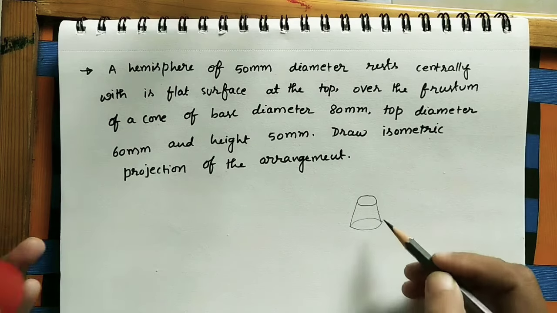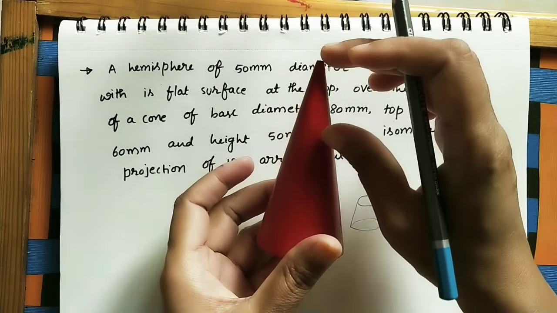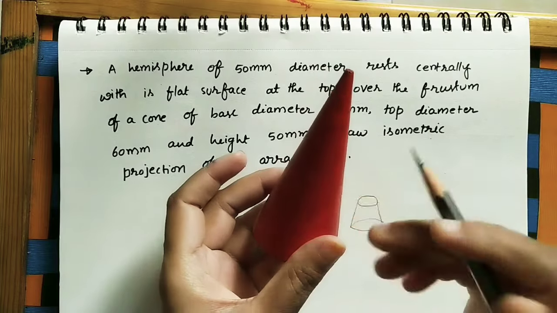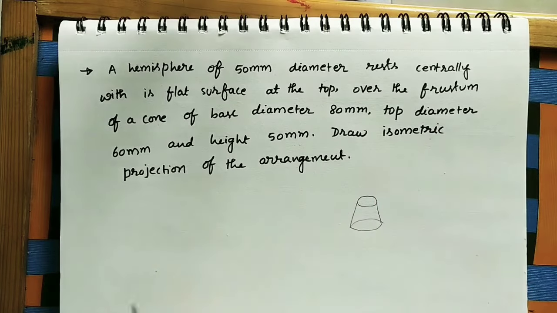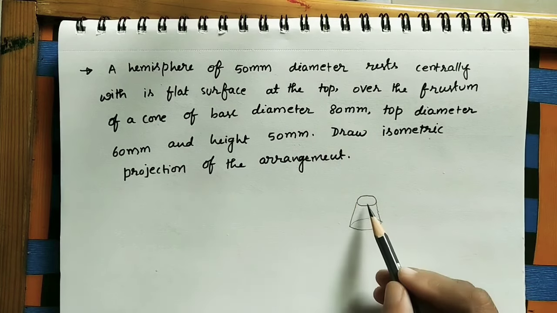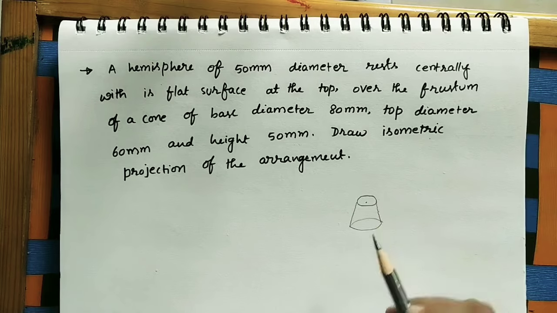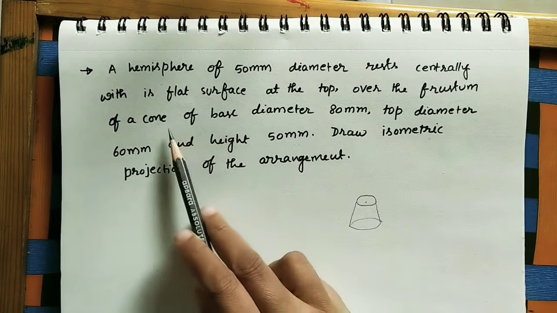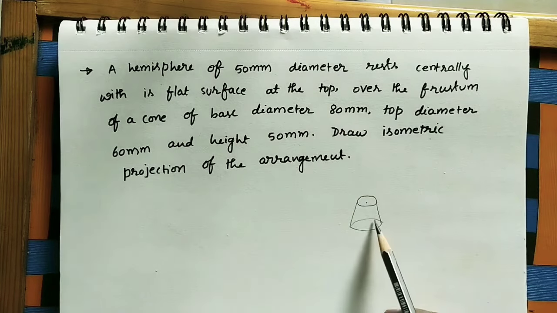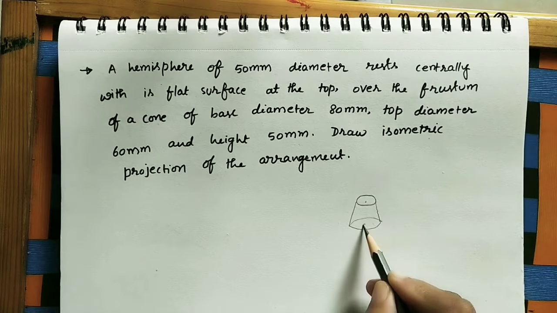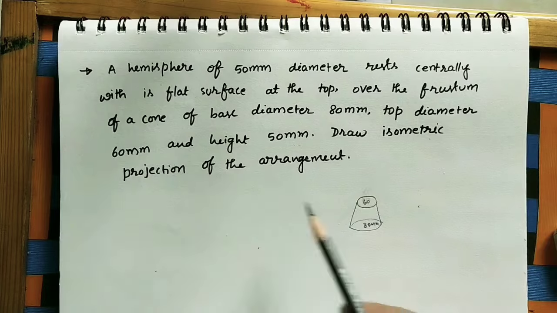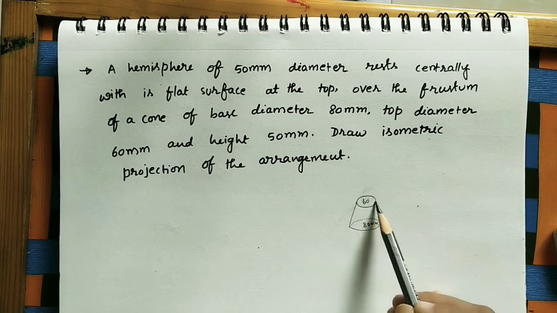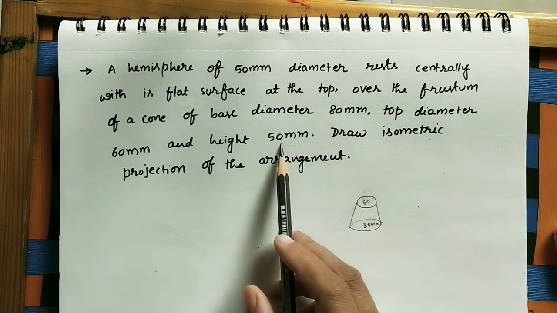So this is the frustum of a cone, because I am removing some of the height here. After removing it, we are getting a circular one, this one. This is the base. Now we are keeping this hemisphere on the frustum of a cone. Here the cone dimensions are: base diameter 80 mm. As I told, this is the base, whose diameter is 80 mm, and the top diameter is 60 mm. This is also a circular one. This is 6 centimeters.